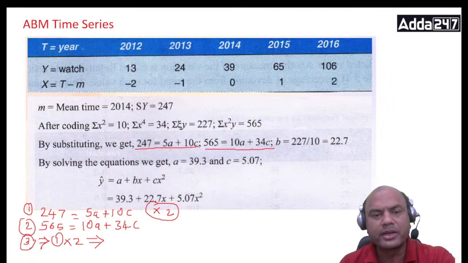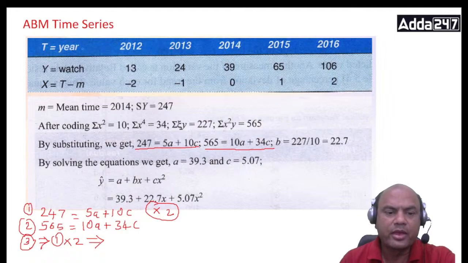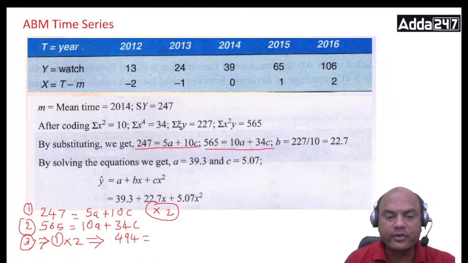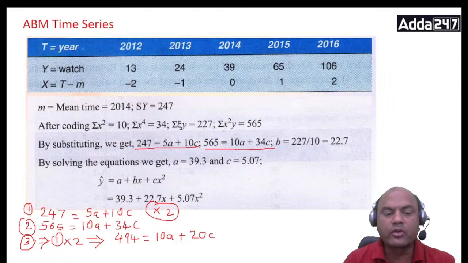247 into 2, let me use the calculator. Okay. 247 into 2 equals 494. So 494 equals, now this will be 10a, since we are multiplying the 5a by 2, plus 10c into 2, so 20c. Mark this equation as equation number 3. Okay. So now do 2 minus 3.